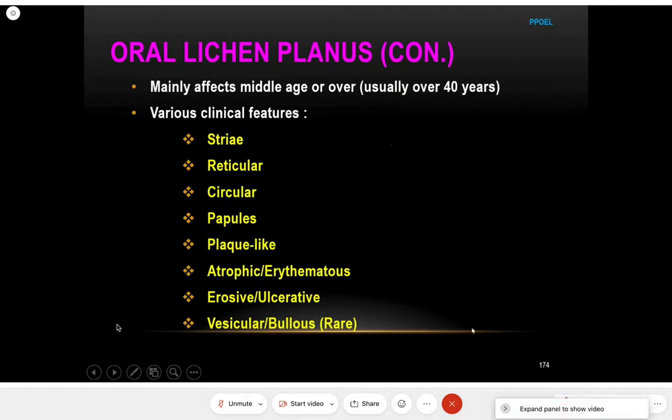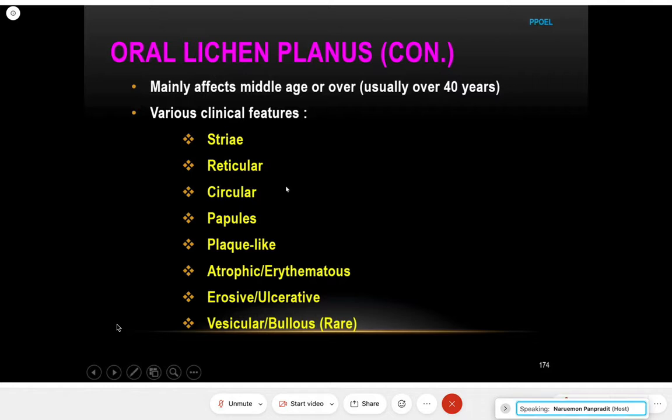There are many characteristics of lichen planus, but there's a unique form. If you see this characteristic, you should think about lichen planus. It is called white striation, which looks like a net or lace pattern. This is a unique character of lichen planus.